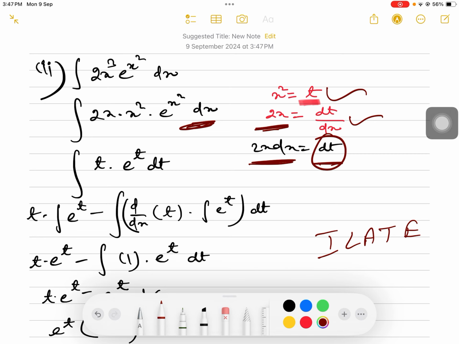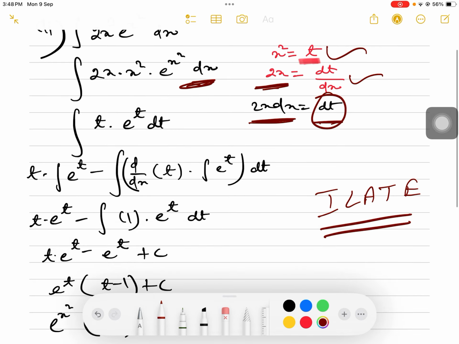So t will be our algebra. According to the Euler rule, algebra comes first, then the exponential function. So e power t is exponential, that is our second function, and t is algebra, that is our first function. To integrate this type of question, we have to use integration by parts, because the functions are in product form. According to integration by parts, first function as it is into integration of second, minus the integration of derivative of first into integration of second.